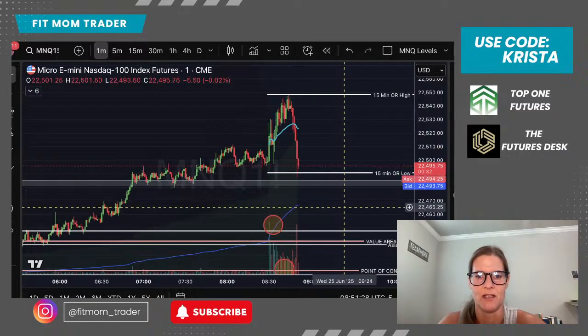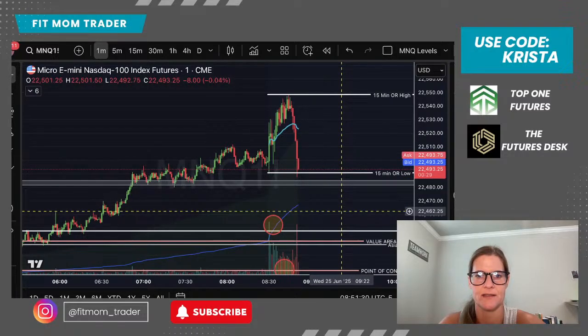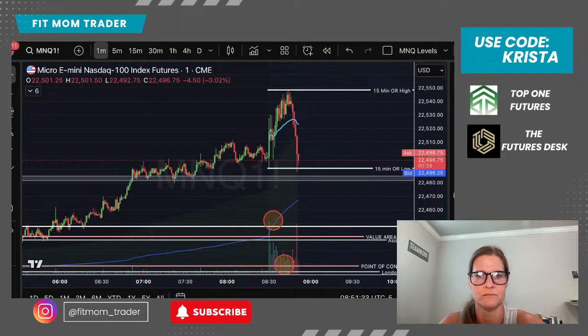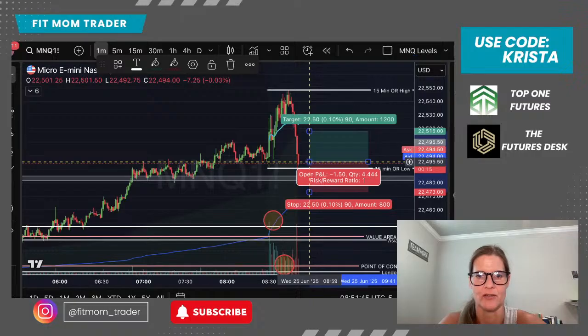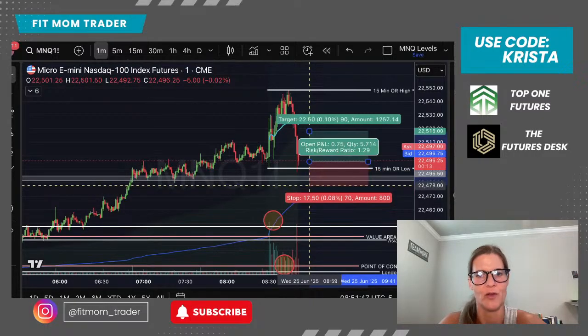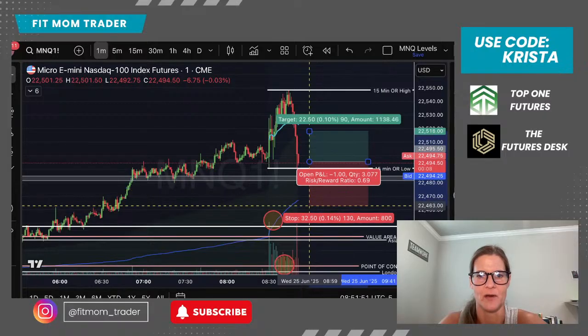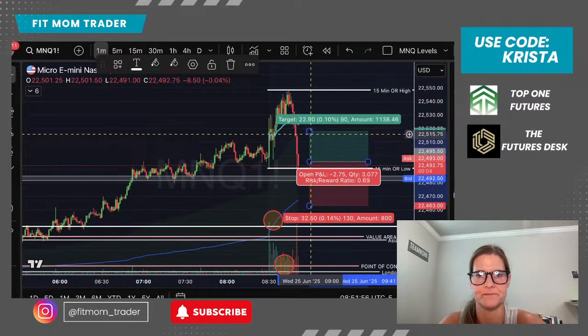Definitely not giving me long vibes yet. But I'm not interested in taking a short right now. So let's see if we enter around this area and put the stop below those wicks. That's not a bad risk to reward, but I could see it coming down to VWAP too. So that's a pretty long way down.